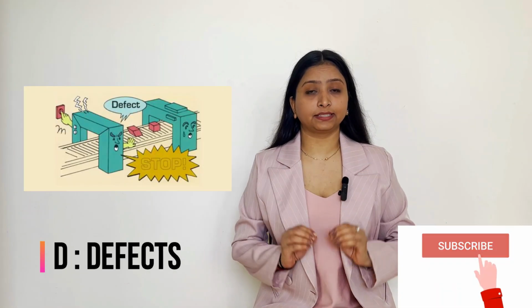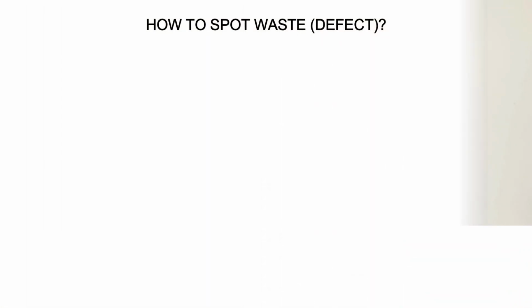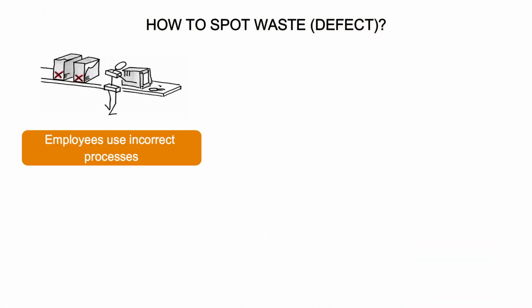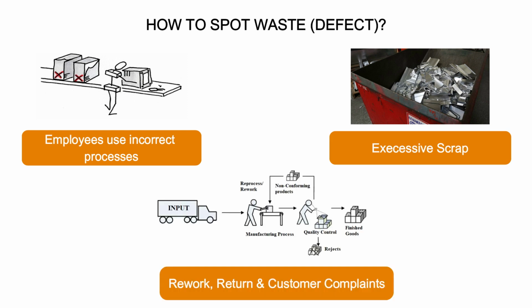Number one is defects. These are poorly made products or services. Now, how do you spot it? Employees use incorrect processes. There is a lot of scrap material that accumulates due to rework. There are high rates of defects, reworks, returns, and customer complaints.